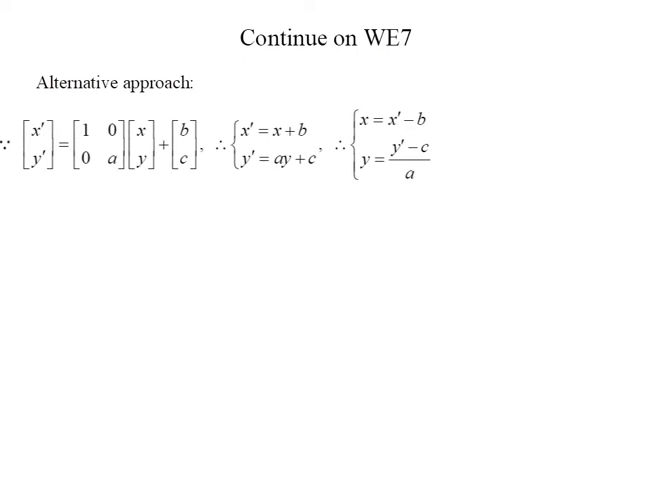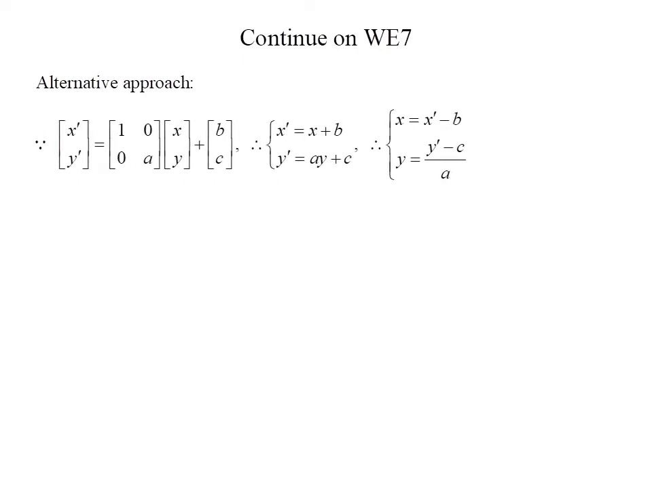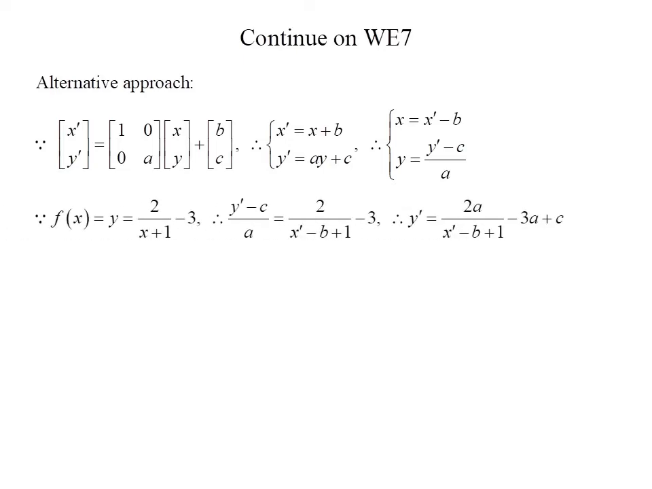Here we continue to work on example 7. According to the given transformation matrix, the right-hand side of the equation is expanded and we have x prime equals x plus b, while y prime equals ay plus c. Hence, we may express x and y in terms of x prime and y prime. Since f(x) equals 2 over x plus 1 minus 3, we substitute x with x prime minus b, and substitute y with y prime minus c over a.